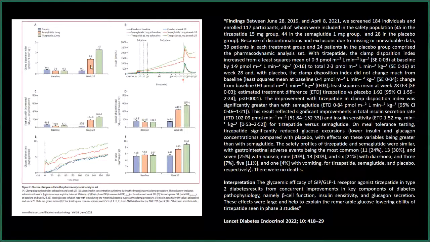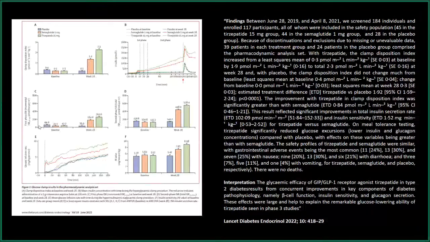This is semaglutide. You can see semaglutide does improve islet function, because when you increase disposition index, it means that for a change in insulin resistance, there is an appropriate change in insulin secretion. So it improved islet function. But when compared to 1 milligram semaglutide, the 15 milligram tirzepatide did better. It increased by 2.3%.